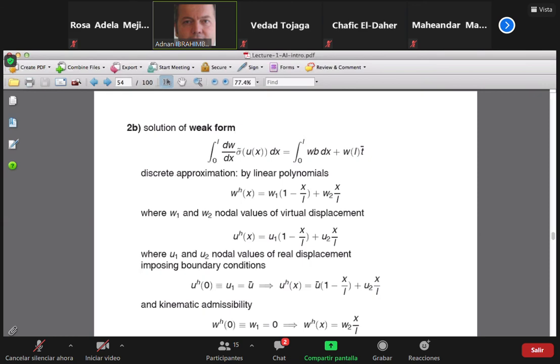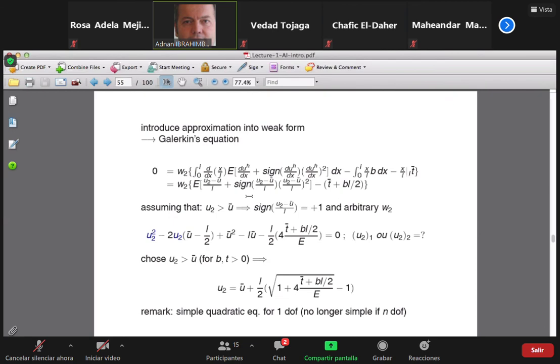Again, I do the same interpolation with the same shape functions, 1 minus x over L and x over L. I then use the kinematic admissibility of the virtual displacement and kick out this term. At the end, I have a nonlinear equation that expresses equilibrium in terms of displacement. This equilibrium equation should be valid no matter what W2 is, so I get a quadratic equation in terms of U2. That's why I chose a quadratic constitutive equation for nonlinear elasticity, because it's one of these cases where I know how to obtain the solution directly.